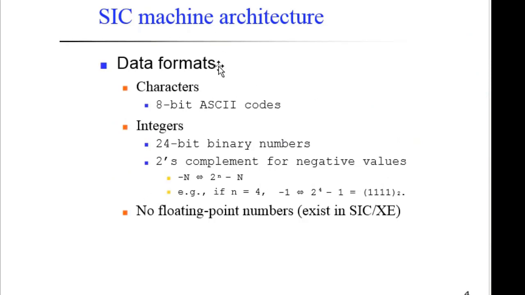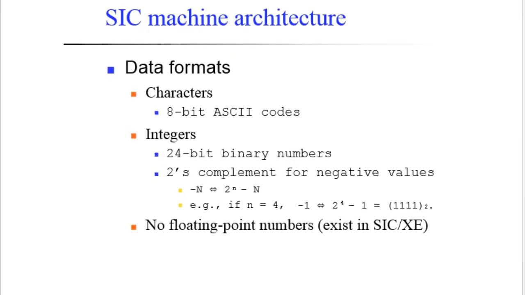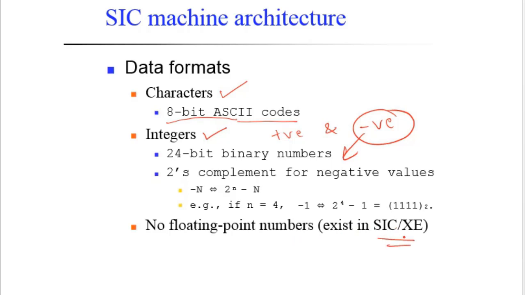So the next dimension is the data formats. The data types supported in SIC are characters, which are 8 bits in size. They are represented using ASCII codes, and we have support for integers. Both positive integers and negative integers are supported. Negative numbers are represented using 2's complement notation. Also please note there is no support for floating point numbers, but this drawback has been filled in SIC XE.